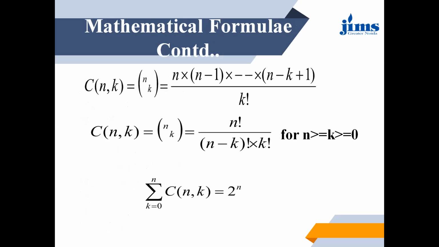Another one, so what we can say? We can say it is factorial n upon factorial n minus k into factorial k, right? Another formula is summation k equals 0 to n of C(n, k) equals 2 to the power n, right?